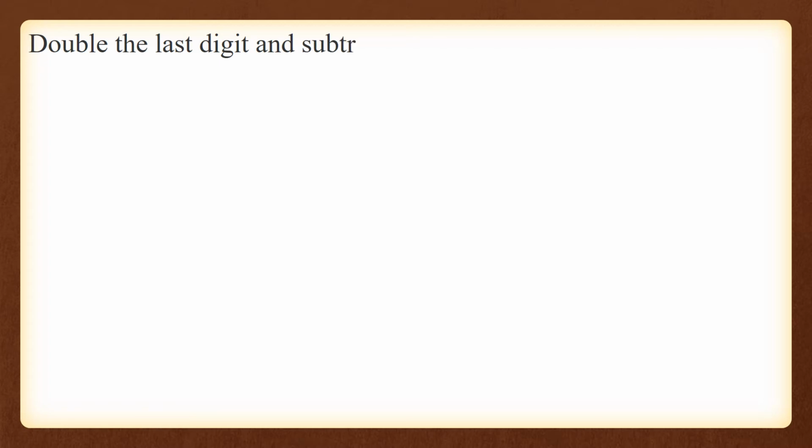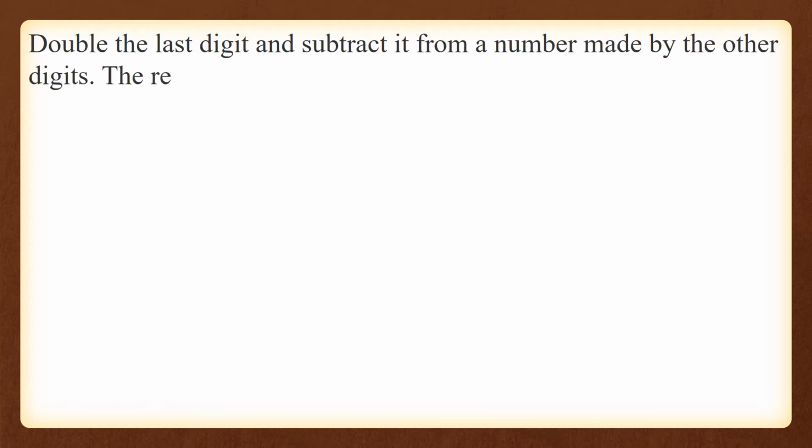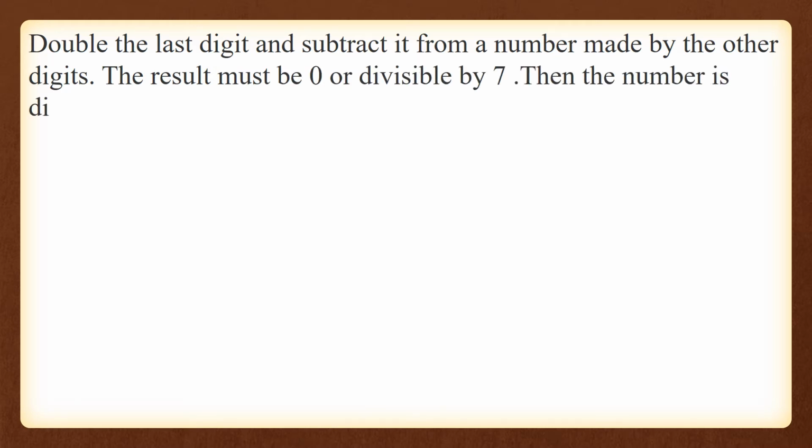Double the last digit and subtract it from a number made by the other digits. The result must be 0 or divisible by 7. Then the number is divisible by 7. That means we have to double the last digit, that means ones digit, and we have to subtract it from the number made by the other digits. So the result should be 0 or divisible by 7. If it is 0 or divisible by 7, then the number is divisible by 7.